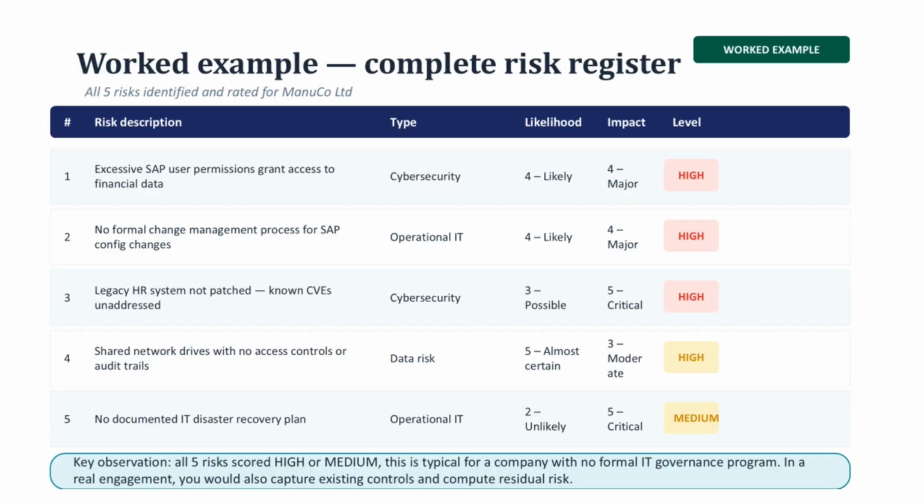Now let's look at all 5 risks together. We are starting with risk 2 because we have already covered risk 1. Risk 2: why is change management on this list, first of all? No formal change management process for SAP configuration changes. Mostly we miss this one because it sounds like a process issue, but not a technical one.